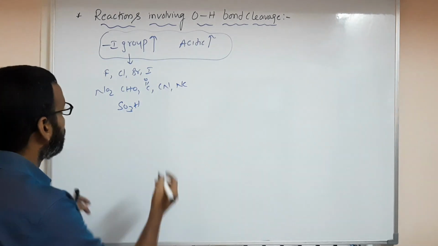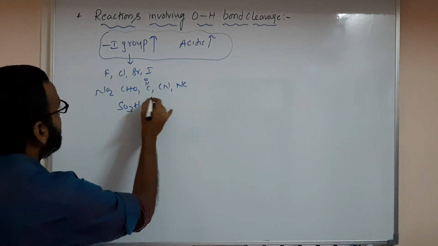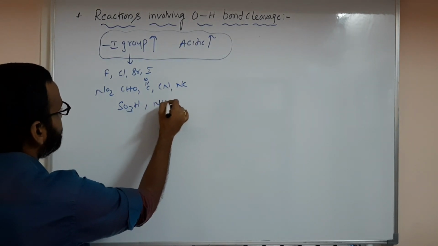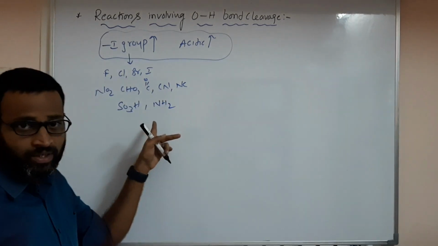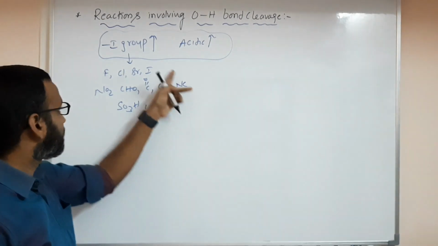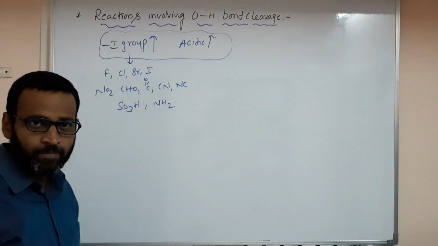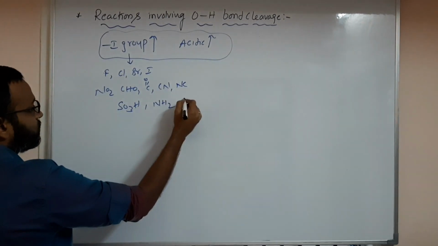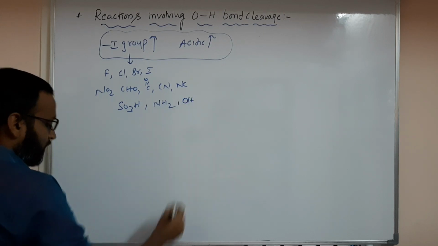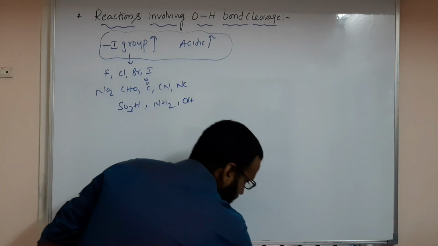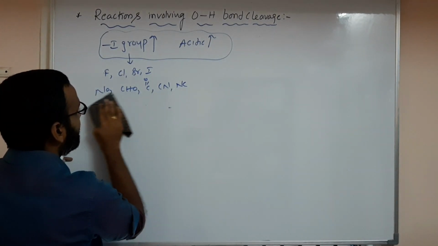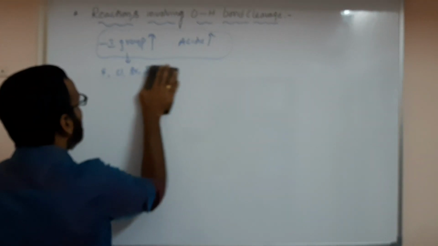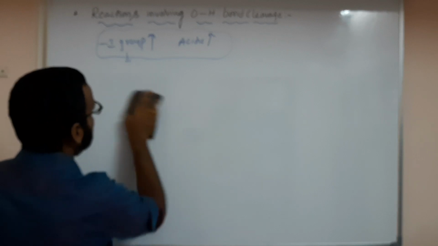NO2 I have written already. Even NH2 is a minus I group. For a saturated open carbon chain, these all are minus I groups only. Like OH; if one more OH is there, then they are minus I groups. As minus I groups increases, what happens to the acidic nature? It increases. This you remember, please.